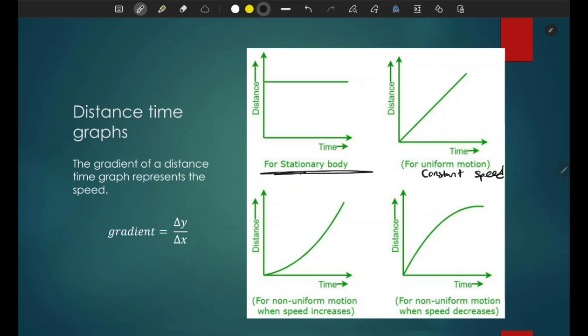The next one is for a non-uniform motion where speed increases. If it's curving outwards, that means it's accelerating. So in this graph, it's accelerating, or the speed is increasing. And in this one, where it's curving inwards, that means the speed is decreasing.